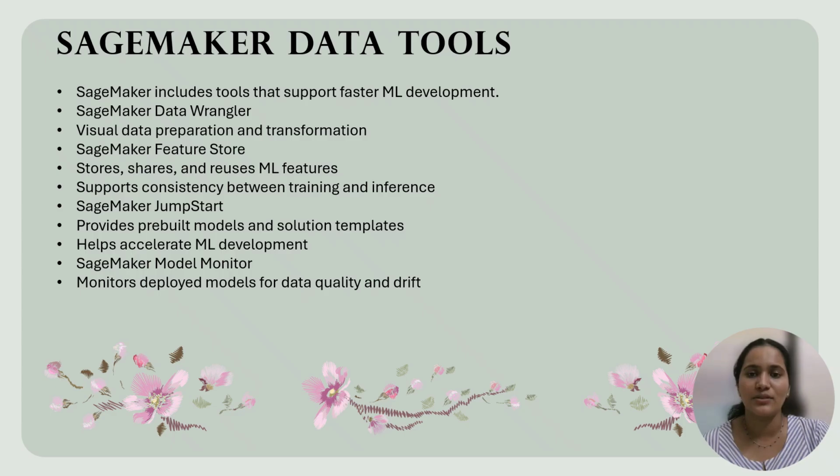SageMaker JumpStart helps developers accelerate machine learning projects by providing pre-built models, solution templates, and example notebooks that can be deployed quickly. Finally, SageMaker Model Monitor continuously monitors deployed models to detect problems such as data quality issues or model drift, where the model's accuracy decreases because real-time data changes over time. Together, these tools help reduce development time, improve model reliability, and simplify the overall machine learning workflow.